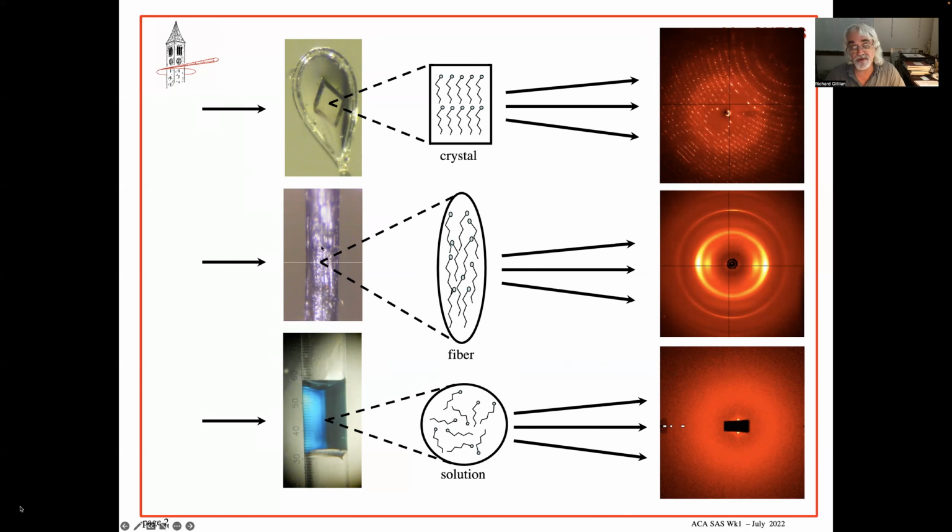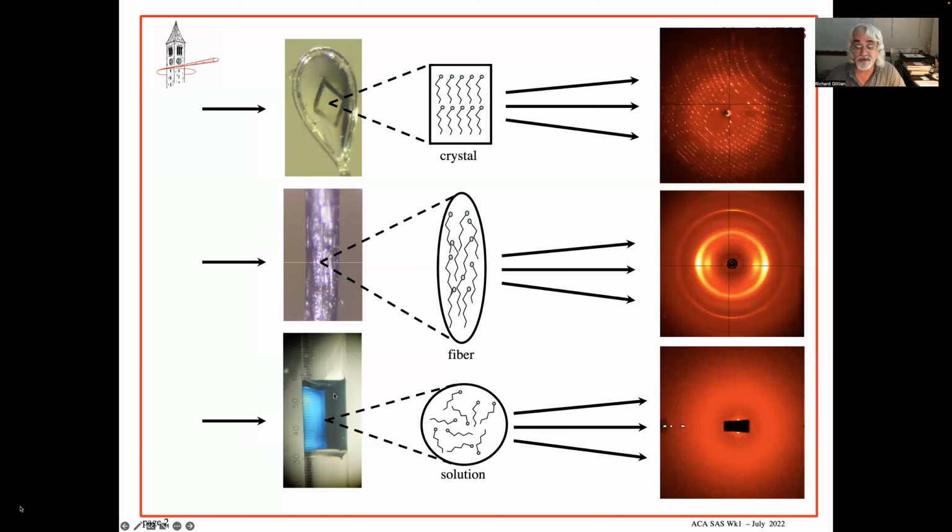If you shine X-rays on a fiber, where you have partial orientation of the molecules, instead of spots you will get various bands. Fiber diffraction is a somewhat underutilized technique that's very important today in things like understanding muscle contraction. You can go to the APS and do that on your samples. At the bottom is what we're going to talk about in this workshop.